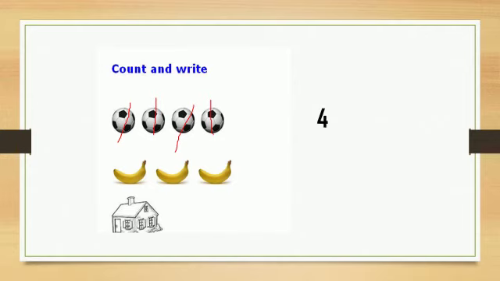Now what do we have next? Yes, bananas. Okay, let's count the bananas together. 1, 2, 3. So how many bananas do we have? Very good. We have 3 bananas. So we will write number 3.